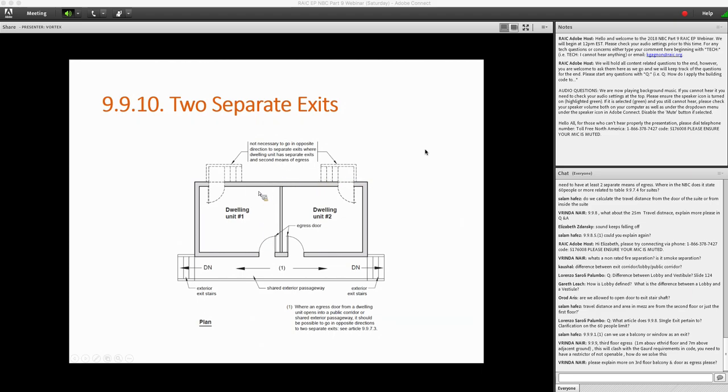As you can see, it is not necessary to go in opposite directions to separate exits where the dwelling unit has a separate exit and second means of egress. So in this case, we have each dwelling unit being served by at least two exits or exterior exit doors.